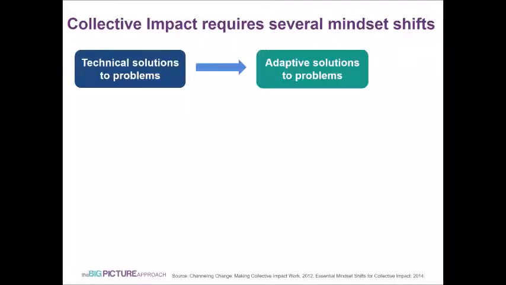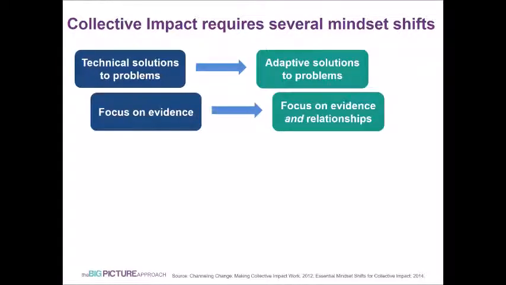it relates back to that earlier slide where I was talking about the different types of problems in the world, and we often view the world through simple or complicated. But if you're going to be thinking about adaptive solutions, those are the types of solutions to address with complex challenges. The second mindset shift is focusing not just on evidence, but evidence and relationships.